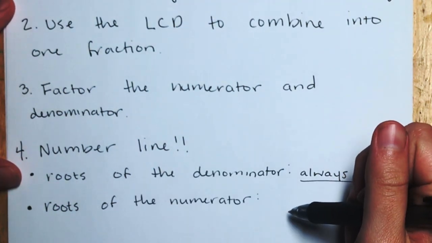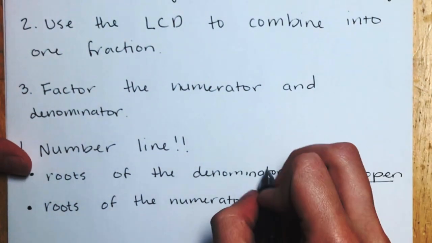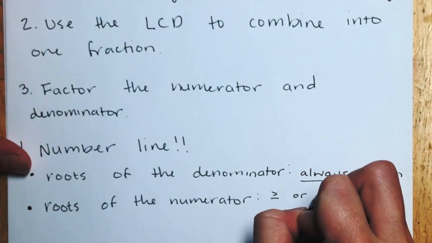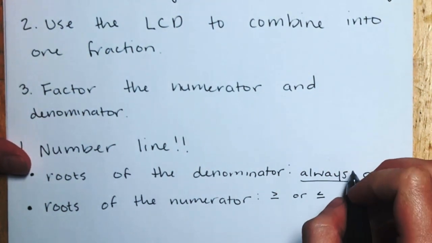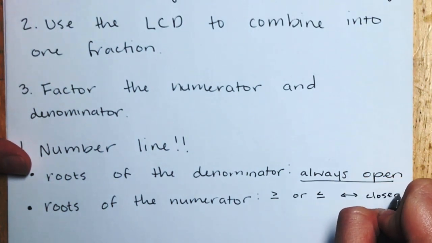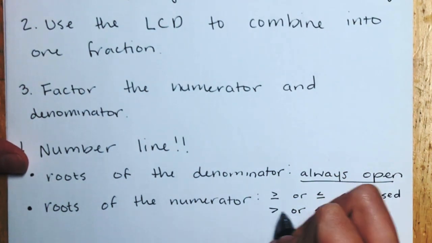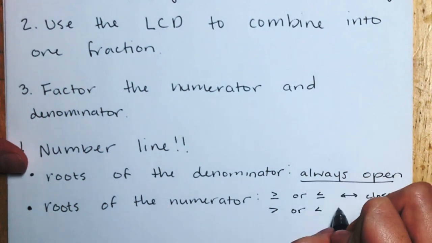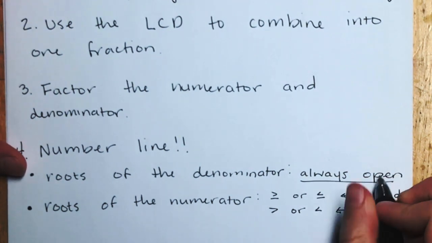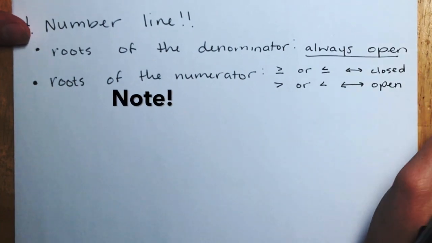Now, roots of the numerator, whether those are included or not, are going to depend on our normal rules for these. If we have greater than or equal to or less than or equal to, then we're going to have closed points, filled in. If it's greater than or less than, we don't want to include the points where we're equal to 0. In that case, it's open. I want to remind us that the reason this is the case is because the roots of the numerator are where the function is equal to 0.